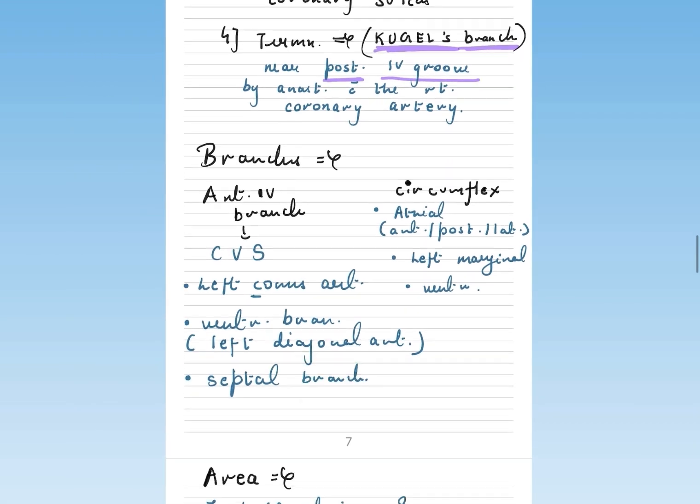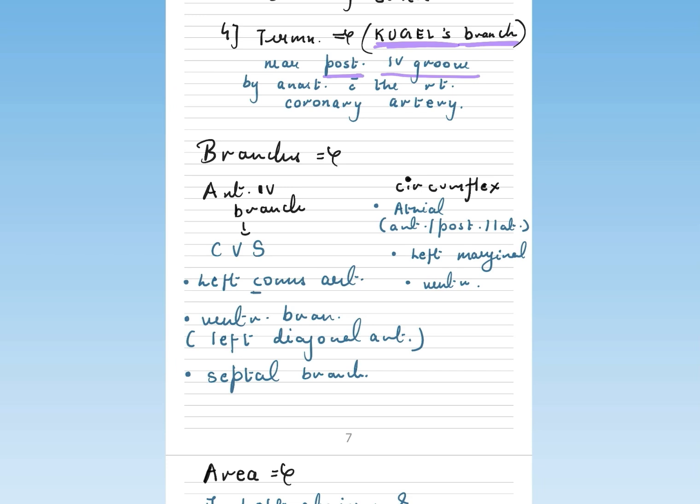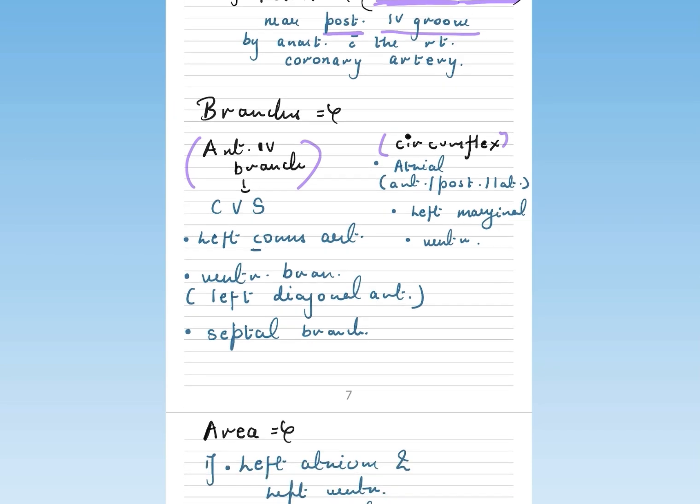Next, we'll be knowing about the branches of the left coronary artery. So the main two branches of the left coronary artery are the anterior interventricular branch and the other one is the circumflex branch. So the branches of the anterior interventricular artery are CVS, that is the left coronary artery. The right coronary artery was from the right coronary artery and the left coronary artery is here. Then the ventricular branches, the left ventricular branch can also be known as the left diagonal artery, LDA.